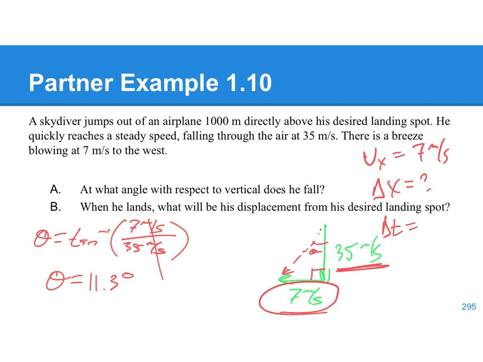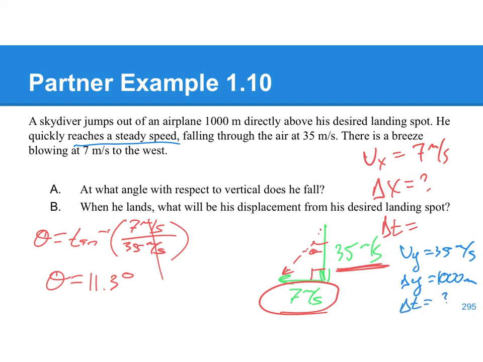But his velocity, let me change colors here, keep this straight for you. Velocity in the y direction is 35 meters per second. His displacement in the y direction is 1,000 meters. And you might be saying, isn't he accelerating as he goes down? He quickly reaches a steady speed. So when you skydive, you reach what's known as a terminal velocity, meaning that you're not going any faster. You're going as fast as you're going to go because of air resistance. We'll talk about that a little bit in the next unit.